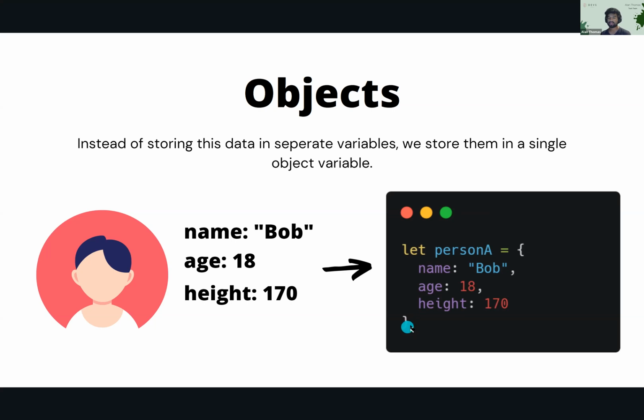So within these curly brackets, we write the key. The key defines what you refer to a piece of data by, and then you give it a value. And instead of using an equal sign, we're using a colon here. To separate the different key-value pairs, we use a comma, and then we write the next set of them. So age, colon 18. And then again for height.